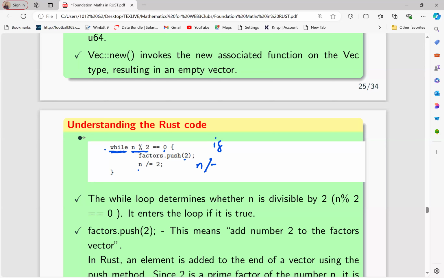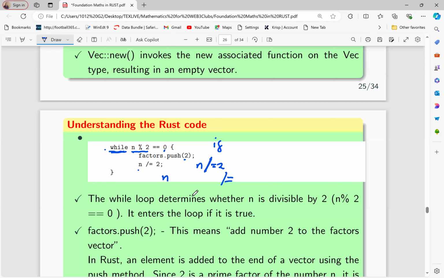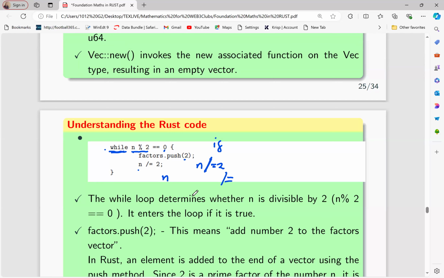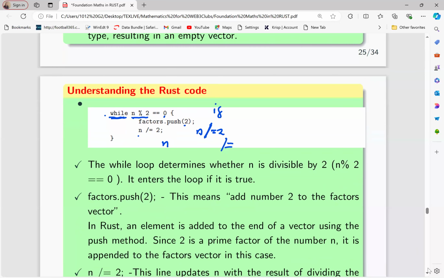So the new n becomes the old n. This is a divide. So when you have divide and equals combined, it means the new number we are dealing with is the old one divided by 2, or it's n, the current n divided by 2. Now, so I've said this loop determines if n is divisible by 2, and this is what n divided by 2 means.